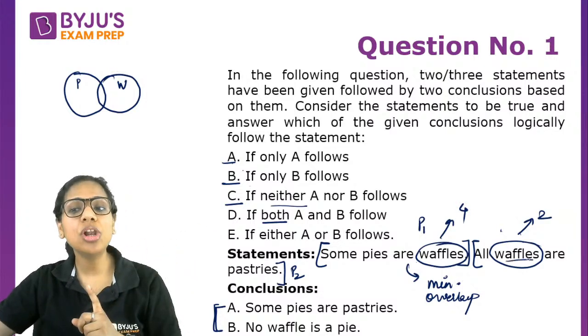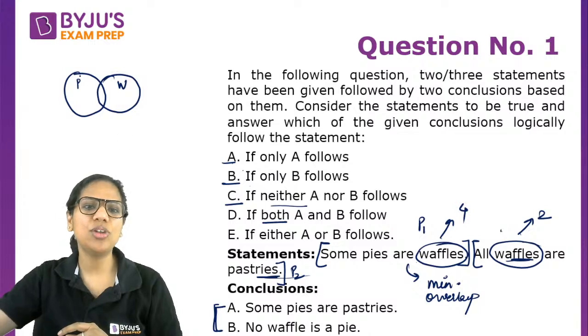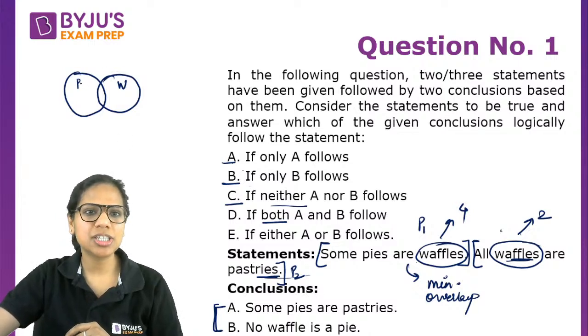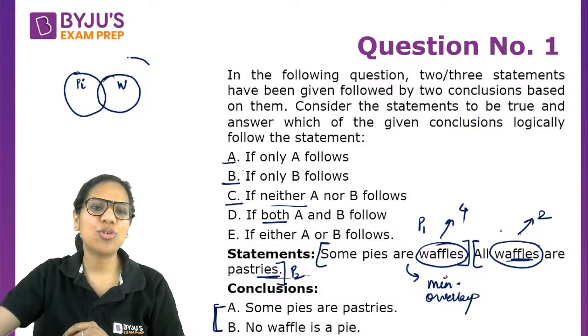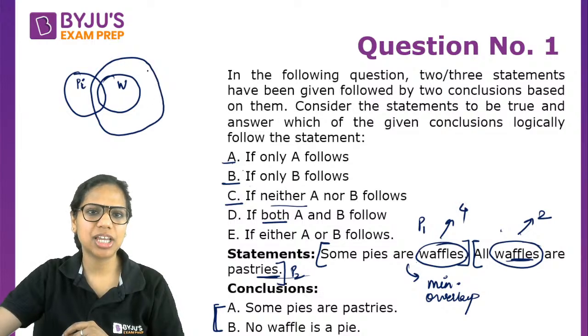Now see, all waffles are pastries. So this is pies. Let me make it pie. Okay, and all waffles are pastries. So I'm making this diagram for it. Right? This is pastries.